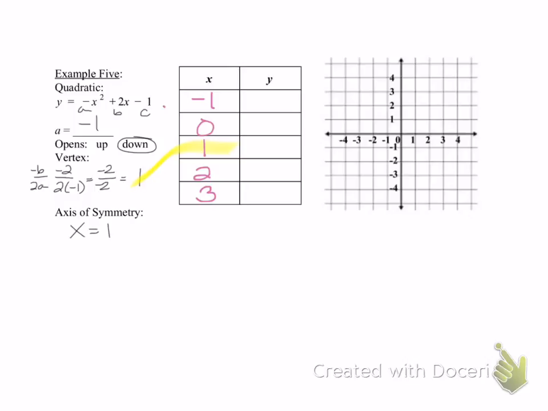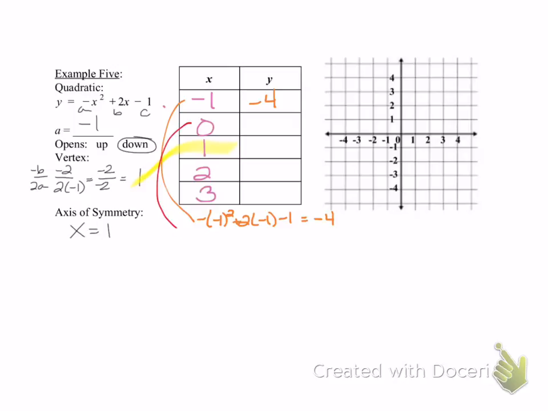Okay, so let's start plugging some stuff in so we can get some numbers out of this. So let's plug in negative 1. So we've got negative 1 squared plus 2 times negative 1 minus 1. Lots of work. So in this case, negative 1, it gets us a negative 4. So we get a negative 4 here.